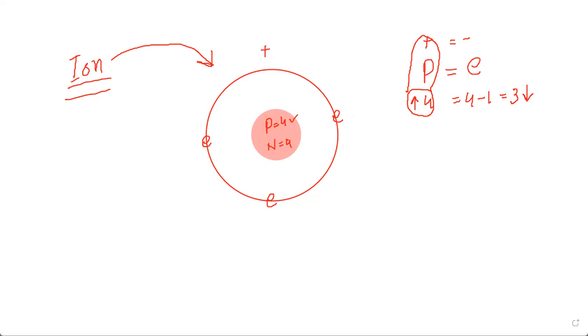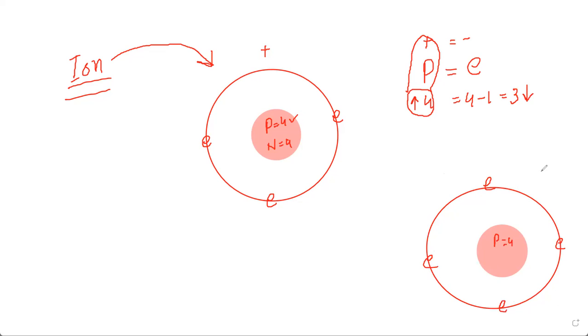Now, in another case, I will repeat this. Here you have another atom like this. Same atom is here. What are you going to do with this? It also has 4 protons and 4 electrons. Okay, 4 protons, 4 electrons. Here, from anywhere, 1 electron enters this atom.